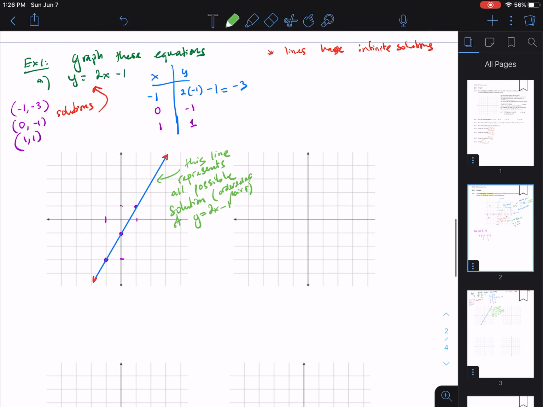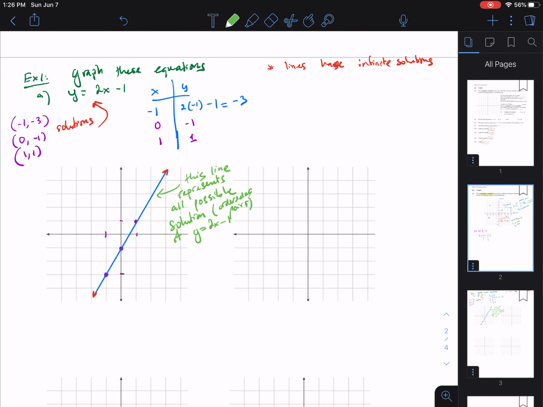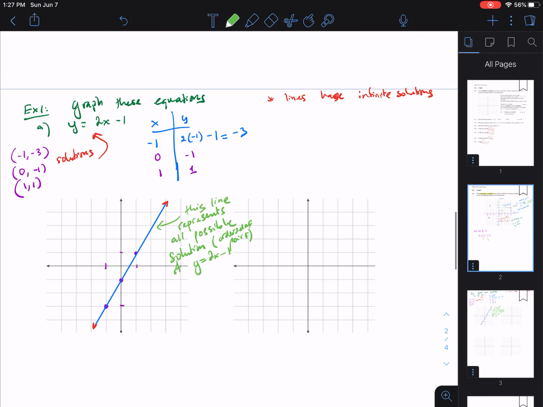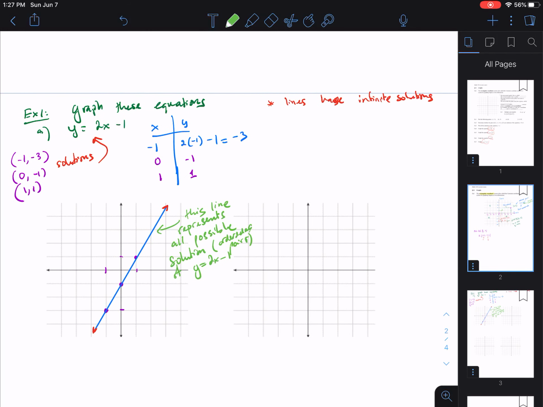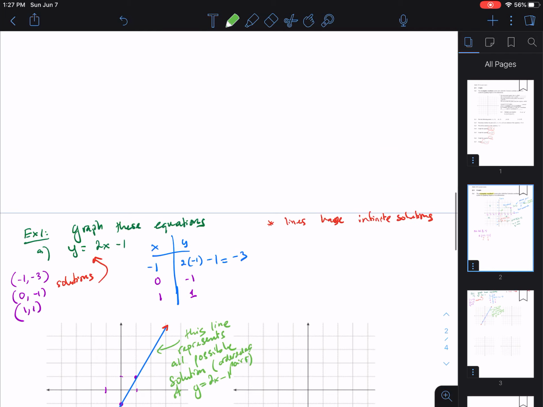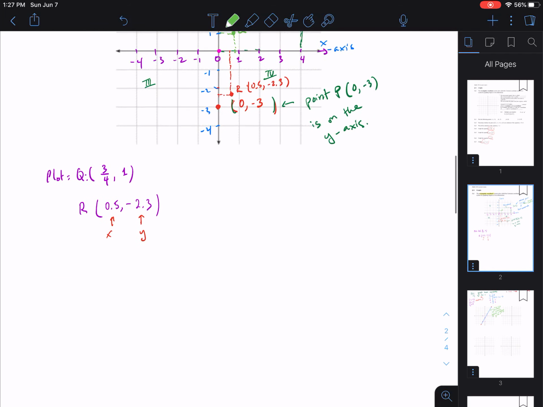Okay, so this is the method we learned in Math 100. This is called point plotting, a pretty straightforward method. And then as we progress through the course, we learn more advanced or much better methods, because some equations can be tedious to do all of this here. Okay, so that's how we graph a line. Let's use plotting again to graph another equation.